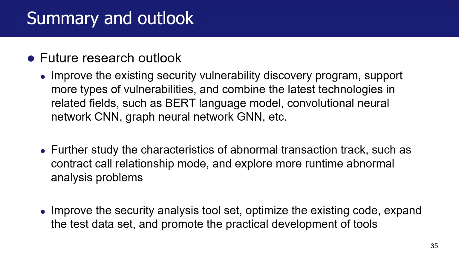There are also some research directions to cover future research, for example, how to improve the existing security vulnerability discovery programs to support more types of vulnerability and combine the latest technology in related fields, such as BERT language model, convolutional neural network, and graph neural network, for vulnerability detection. And also further study the characteristics of abnormal transaction tracks, such as the contract call relationship mode, and explore more runtime abnormal analysis problems. And also consider how to improve the security analysis tool sets, optimizing the existing code and expanding the test data sets to promote the practical development of the tools.